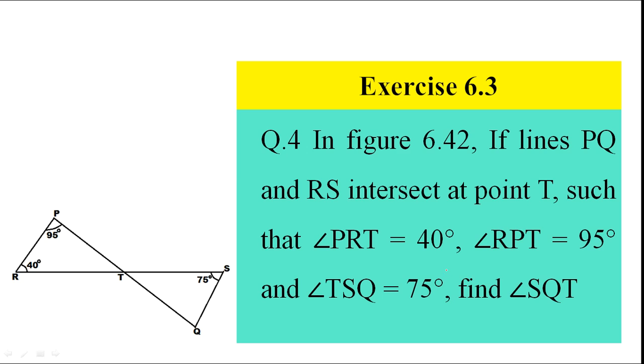Now we are moving to the next question. In figure 6.42, lines PQ and RS intersect at point T, such that PRT is 40 degrees. PRT is given in the question, that is 40 degrees. RPT is 95 degrees, TSQ is 75 degrees. Find SQT. This angle is to be calculated.